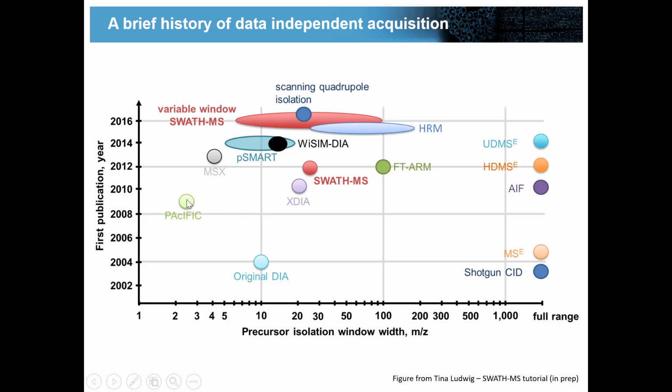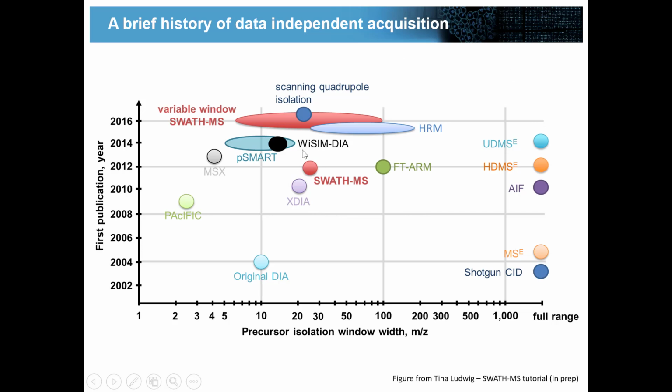So the lowest width precursor isolation windows is PAcIFIC over here from Dave Goodlett's lab. We are usually operating in SWATH in terms of this kind of medium width isolation windows, all the way over to where you don't really have any isolation width at all. This is shotgun CID or MSE. So this is just as a reference to say, well, there are many different flavors.